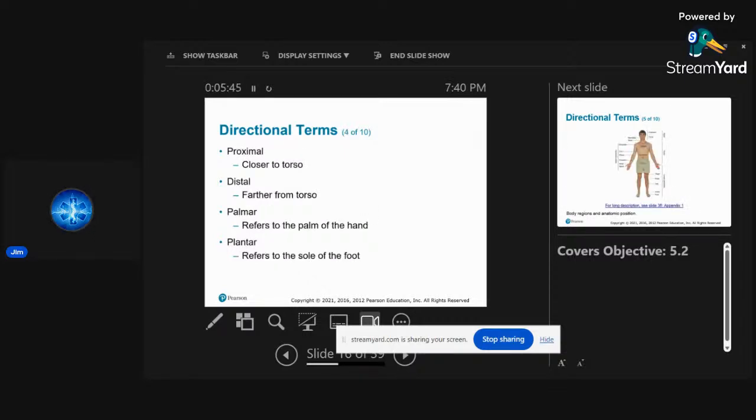Proximal means closer to the torso, and distal means farther from the torso. You'll hear that described sometimes when we're describing injuries, like he has a laceration proximal to his knee, or distal from his knee, or hip, or whatever. Palmar refers to the palm of the hand, and plantar refers to the sole of the foot.